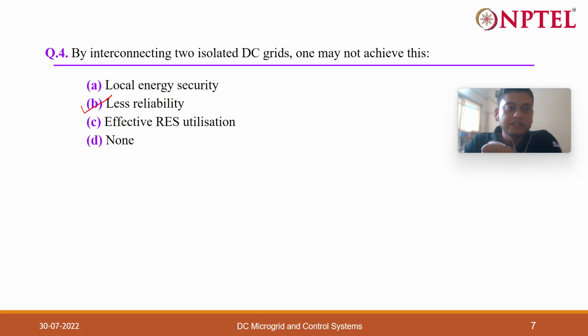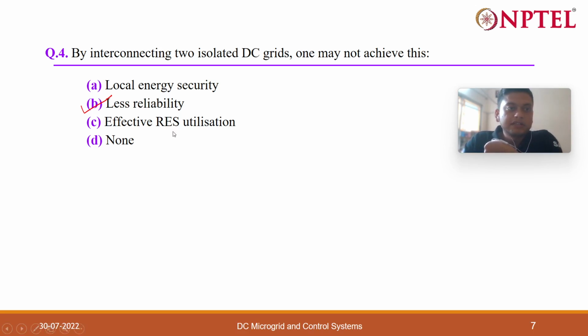And C is also achievable, that is effective renewable resource utilization. That is, you have enough power. Say our battery is fully charged and our load is also fulfilled, then we can give power to the second grid. That means there is no need to shut down our renewable sources. We can provide it to the second grid. So we can get effective utilization of these renewable resources.